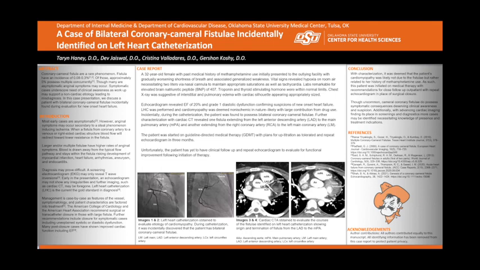The most common origin is the left anterior descending coronary artery, while the most common drainage sites are the right ventricle, right atrium, and pulmonary arteries. Many cases are asymptomatic and found incidentally. However, as seen more often in cases with multiple fistulae, anginal symptoms may occur.